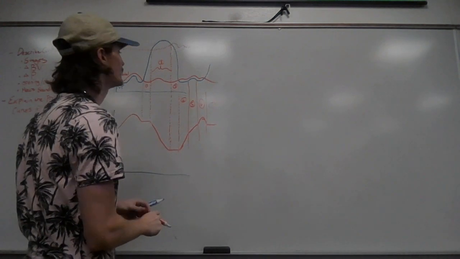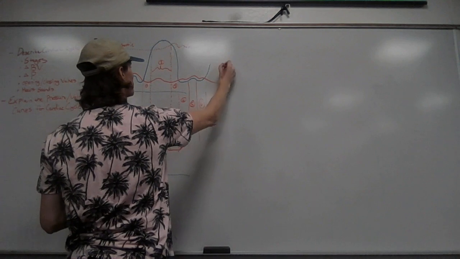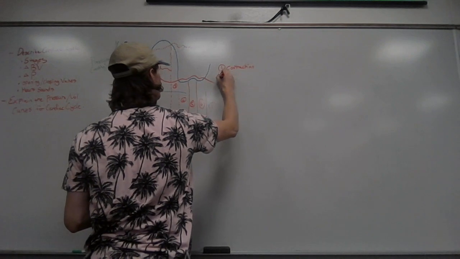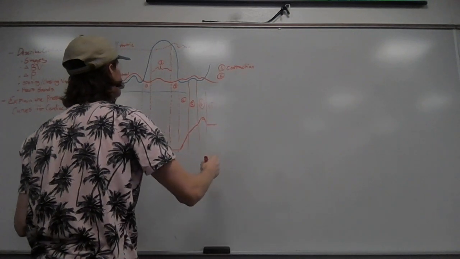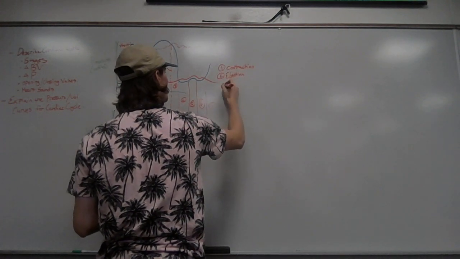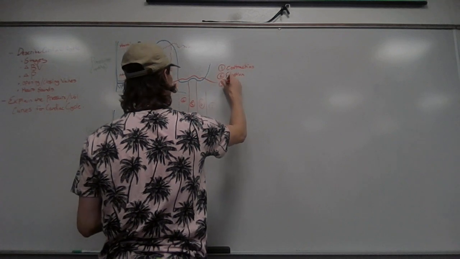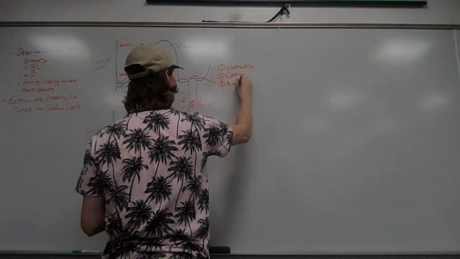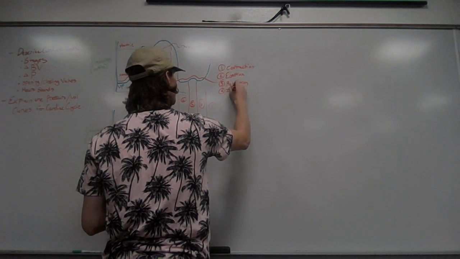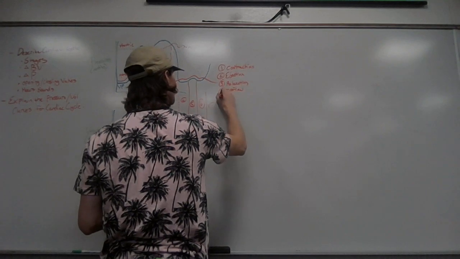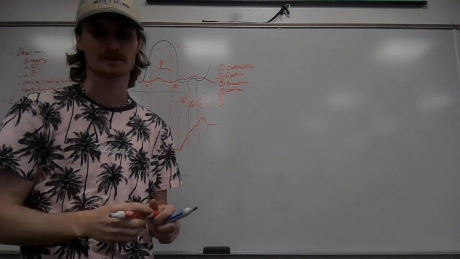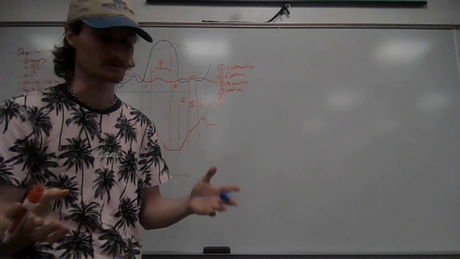And so for number 1, we're going to have the contraction. Number 2, we are going to have the ejection. Number 3, we're going to have relaxation. Number 4 is going to be the rapid inflow, or inflow, I think. Number 5 and number 6, the textbook says they're not as important, but they are still important.